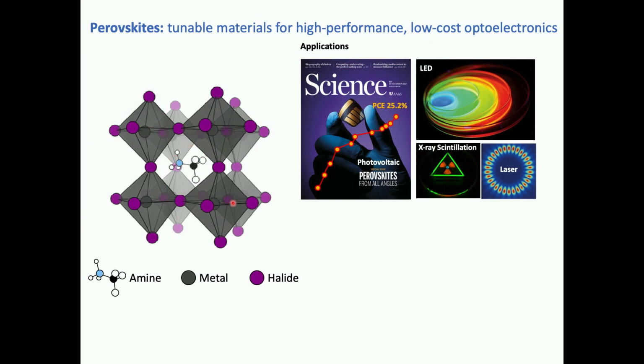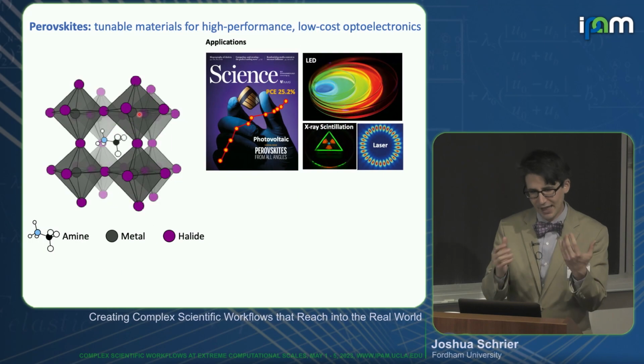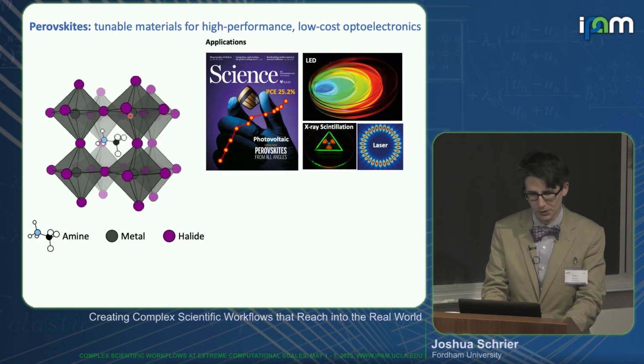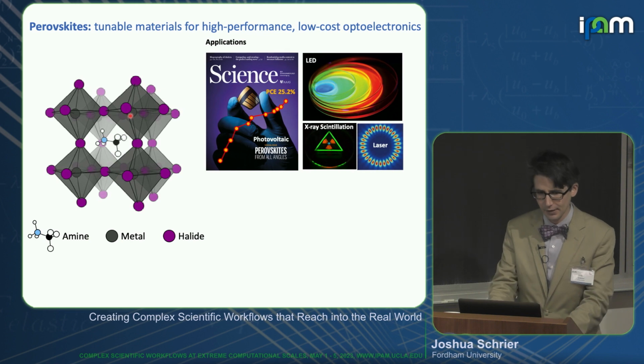And so our archetypal halide perovskite material is shown on the left, this methylammonium lead iodide. It's got an organic building unit, this little methylammonium cation. We usually just refer to them as amines, so if there are any organic chemists in the audience, don't be too scandalized. And then it's surrounded by inorganic building units. The gray spheres representing lead atoms here, and the purple spheres, various halide ions.